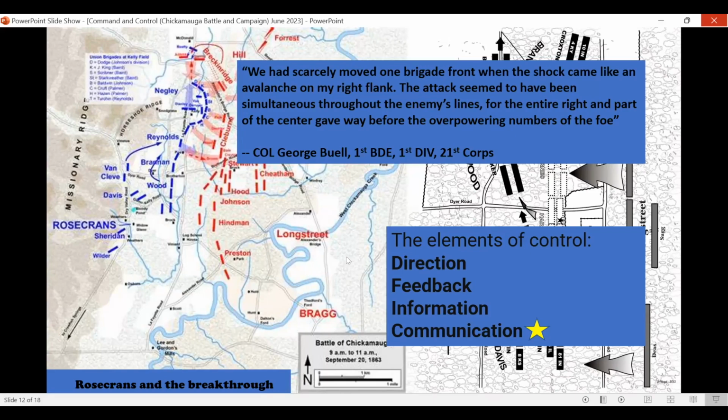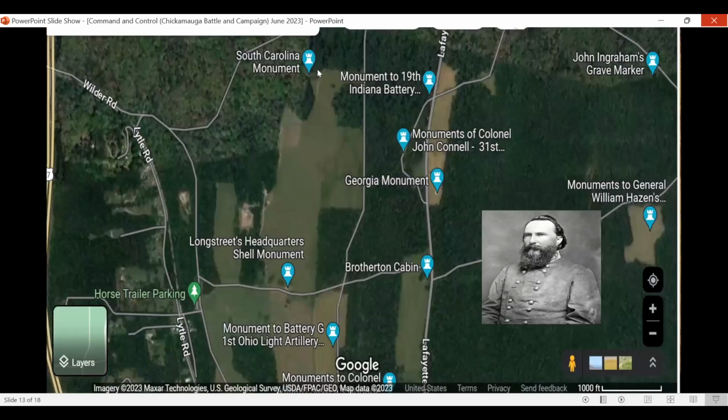Communications, folks, feedback up and down the chain of command, resulted in Longstreet's breakthrough, Wood moving, and certainly one of the decisive elements. And so you see here, this is a South Carolina monument. This is the Brotherton cabin. So Longstreet is going to come this way. Rosecrans headquarters is right here. He had moved to the 20th.